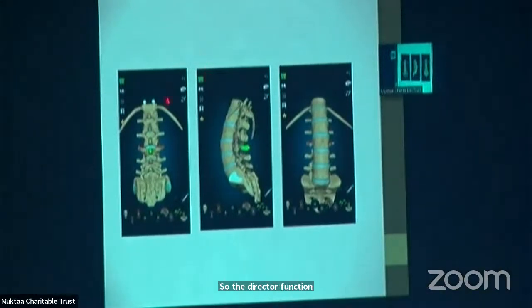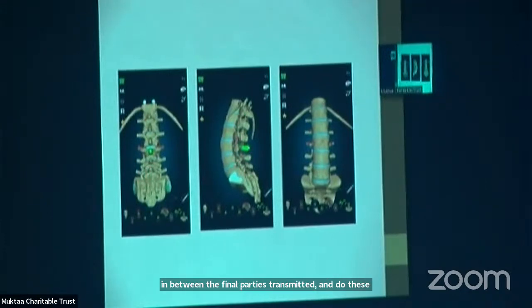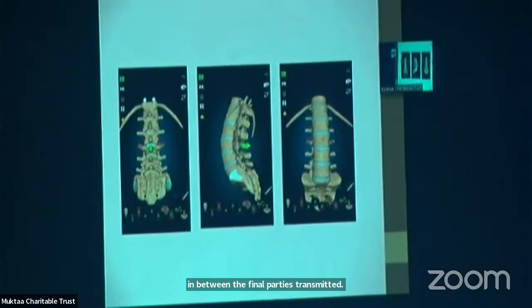The central part is a hollow one, formed by the pedicles and the laminae, and in between the spinal cord is transmitted, and through these intervertebral foramens, the nerve structures are passing.